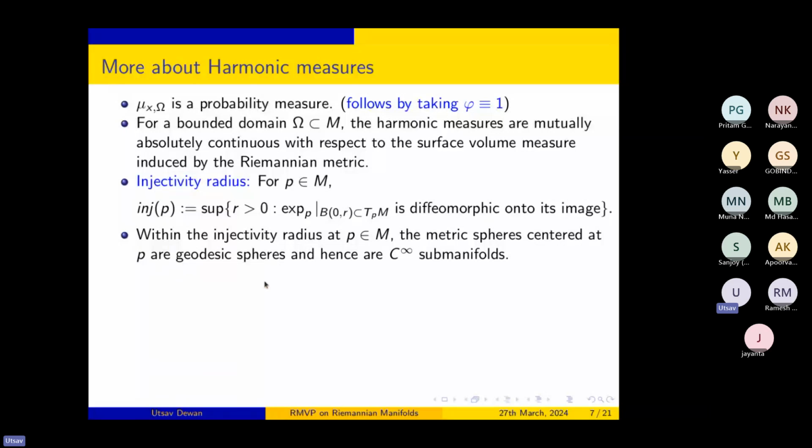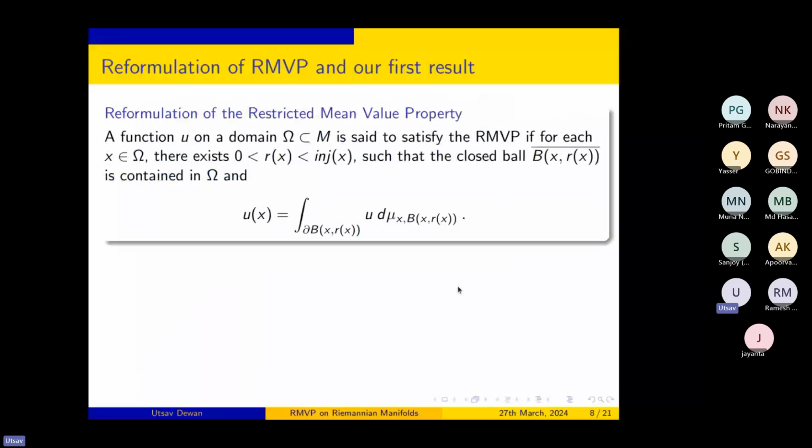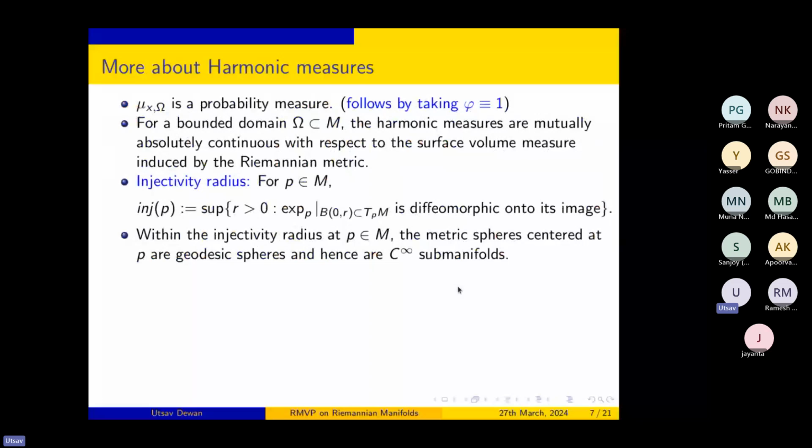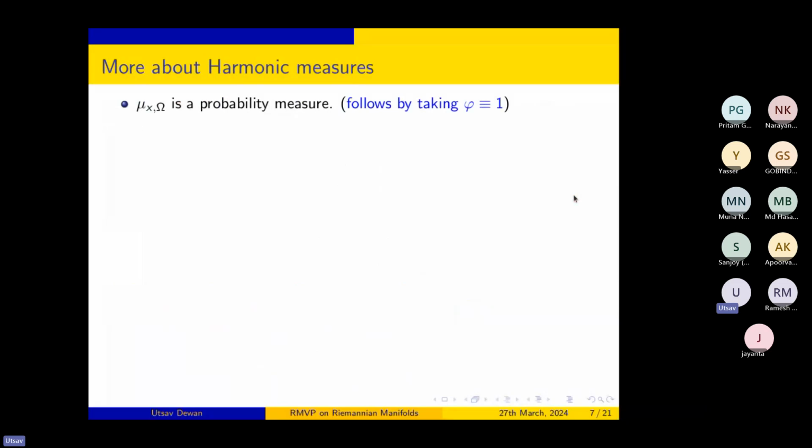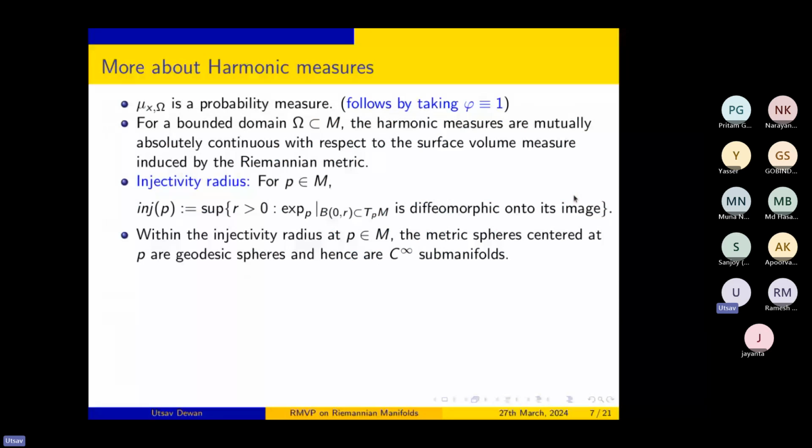So by geodesic spheres, I mean that in the tangent space, if you look at spheres, and if you look at their image under the Riemannian exponential map, they will be these metric spheres. So these are going to be C infinity submanifolds of the manifold M. Remember that in our previous slide, we were talking about this ∂Ω having a sufficiently regular boundary, right? C2 boundary. And as it turns out, if you stay within the injectivity radius, these spheres are actually C infinity submanifolds.